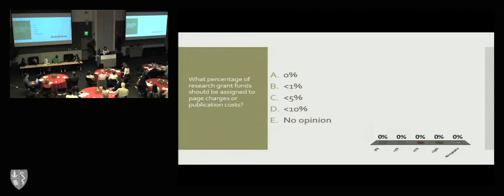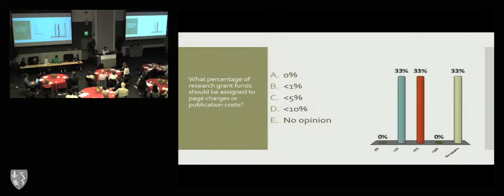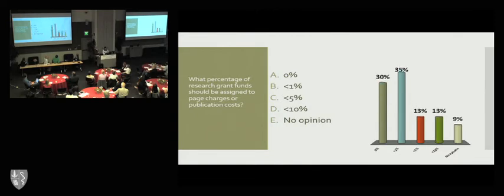Okay. So the next question is, what percentage of research grant funds should be assigned to page charges or publication costs? So just in a theoretical model, what do you think would be the appropriate portion of research grants? For page charges, do you mean leading to open access, not like the old style page charges? Yeah. Okay.